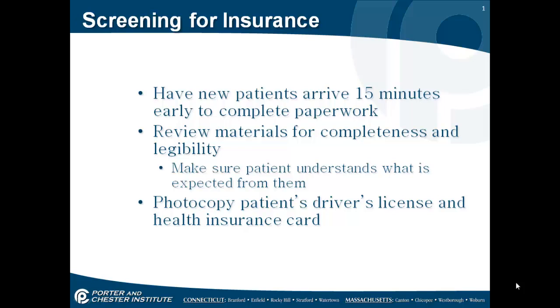Screening for insurance. Have new patients arrive 15 minutes early to complete paperwork. Review materials for completeness and legibility. Make sure patients understand what is expected from them. Photocopy the patient's driver's license and health insurance card.